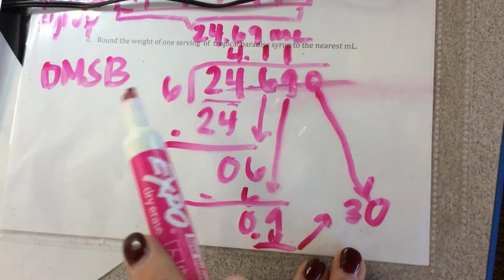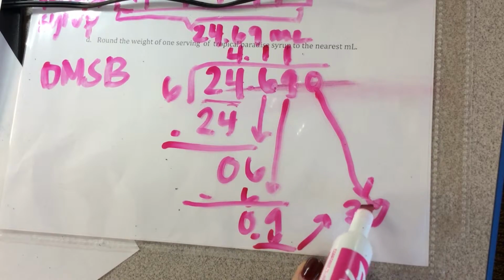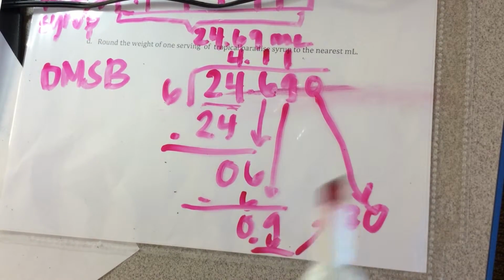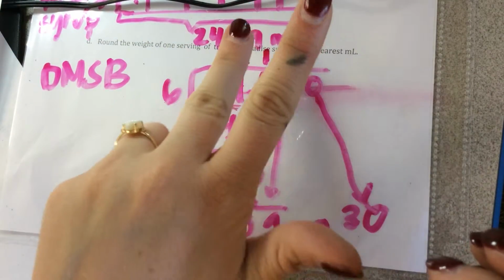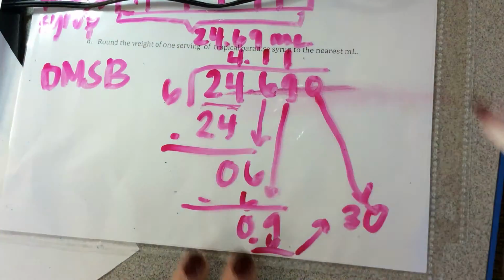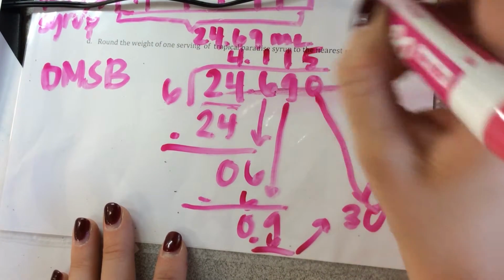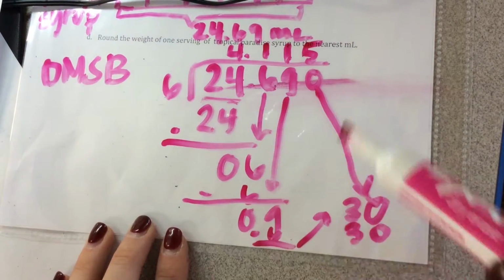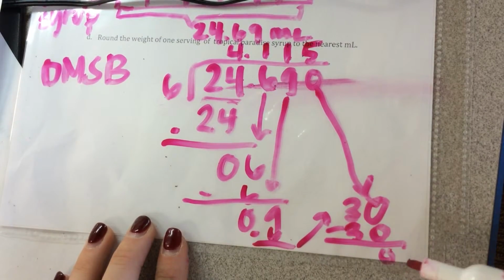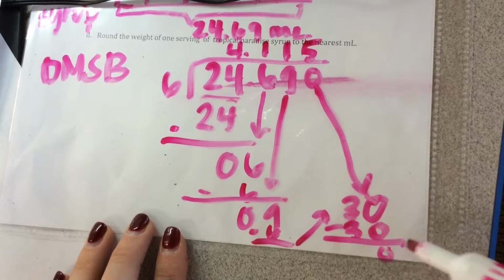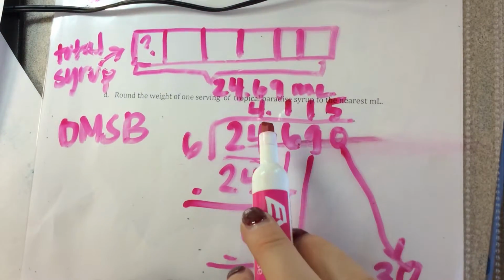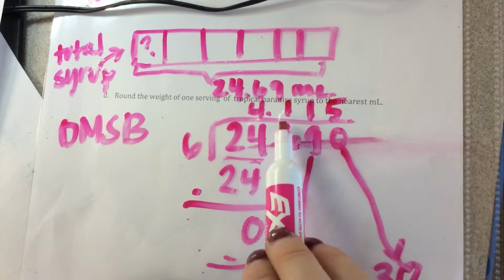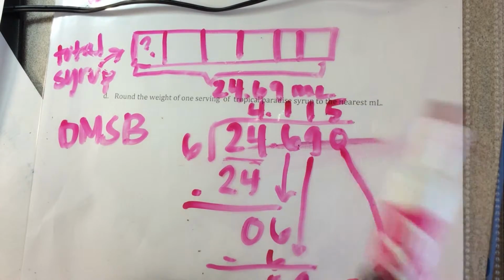Okay, let's start over. Divide. 6 goes into 30 how many times? 6 times 5. Because 5, 10, 15, 20, 25, 30. So I have 5 times. Put your 5 up there. Multiply. 6 times 5 is 30. Subtract. 30 minus 30 is 0. Do we need to bring anything else down? Nope, we've got a 0. So we found out that 1 serving is 4 and 115 thousandths milliliters.